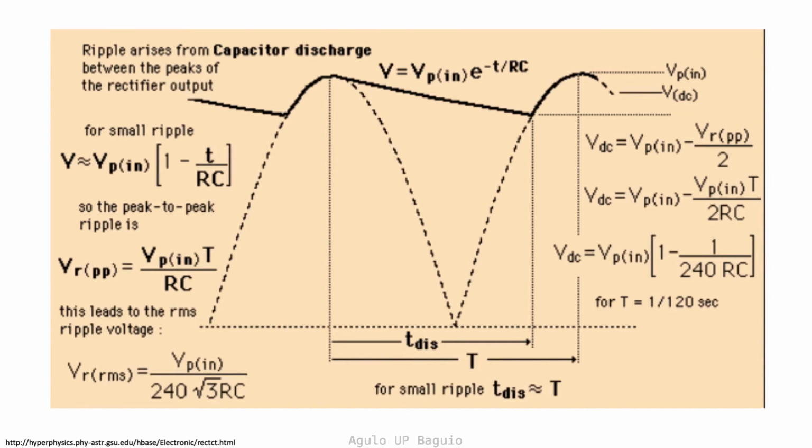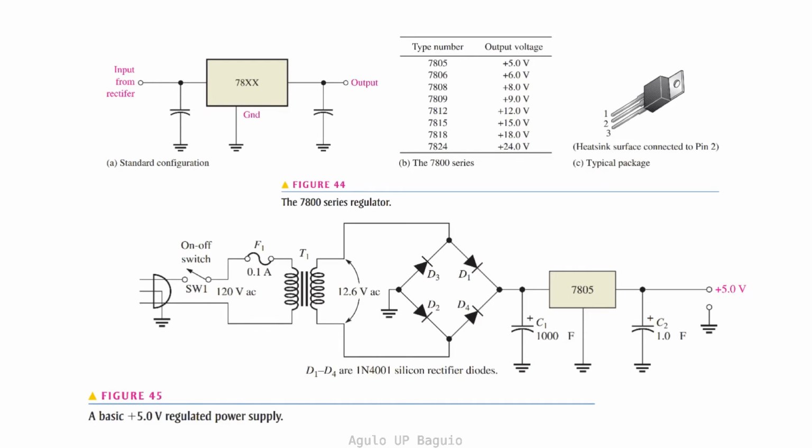You can also solve for the DC voltage since it is equal to the input peak voltage minus half the ripple voltage. This should be evident in the figure. In practical applications, the ripple voltage will always be evident. In order to smoothen out the ripples, a regulator is used. One of the ways to do it is to use a Zener diode with a transistor.